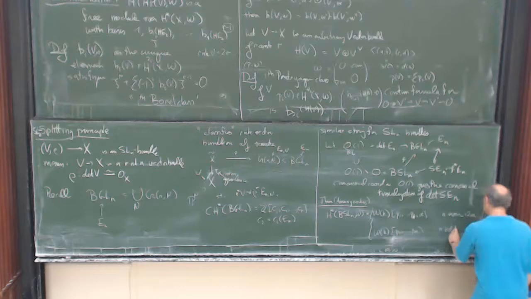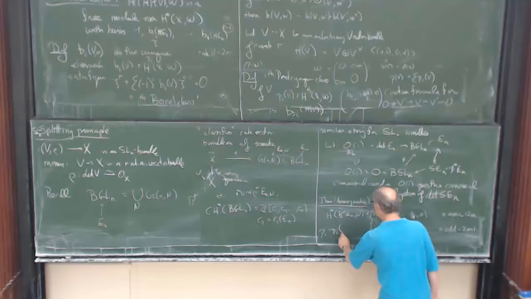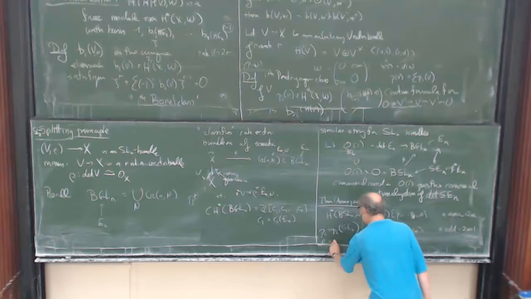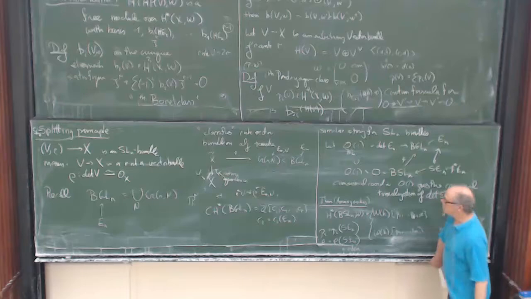Okay, and what are these guys? Of course, the Pi are just the Pontryagin classes of this universal bundle SEn, and in the even case, E is the Euler class. Well, suitably localized, right? I multiply by the eta of SEn for n even. Okay, so it's very much analogous.